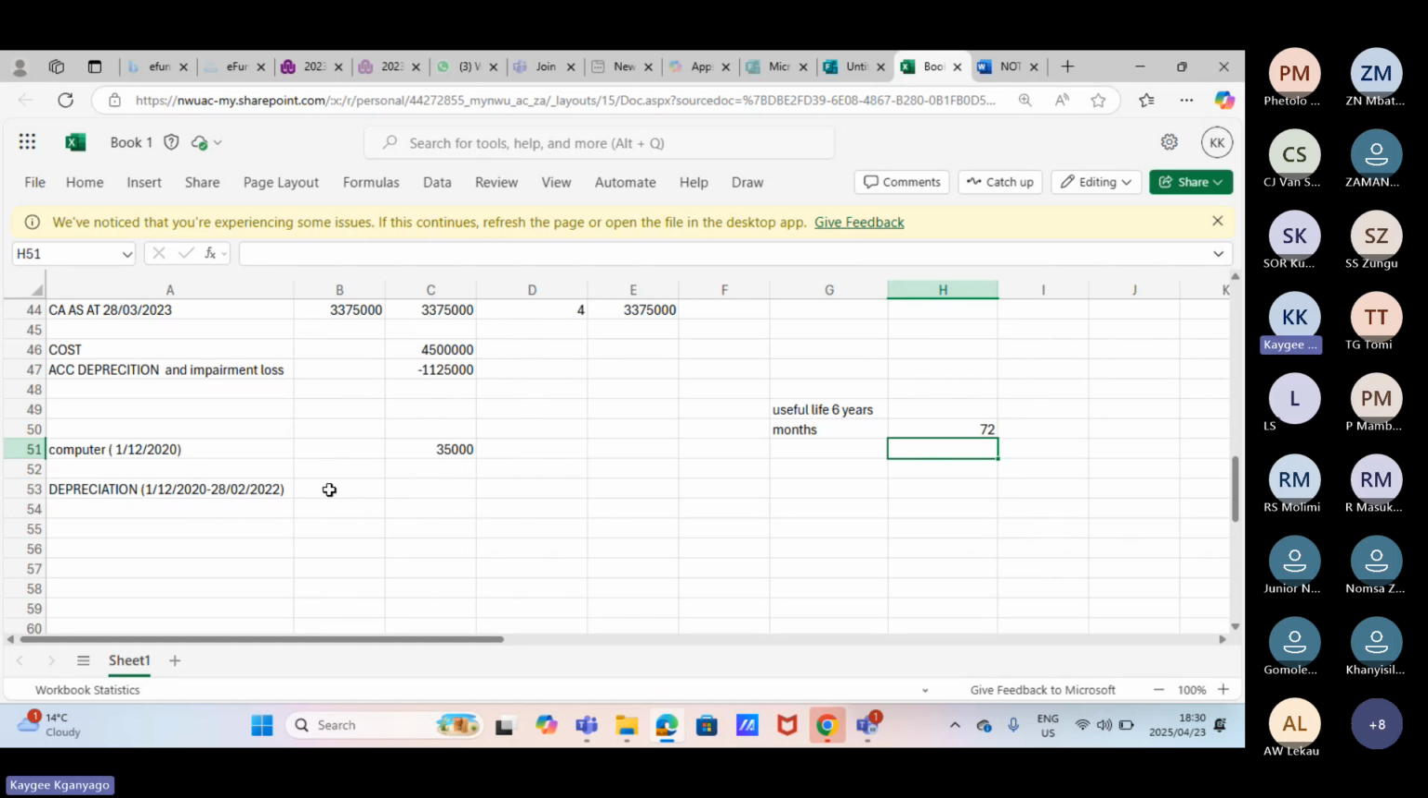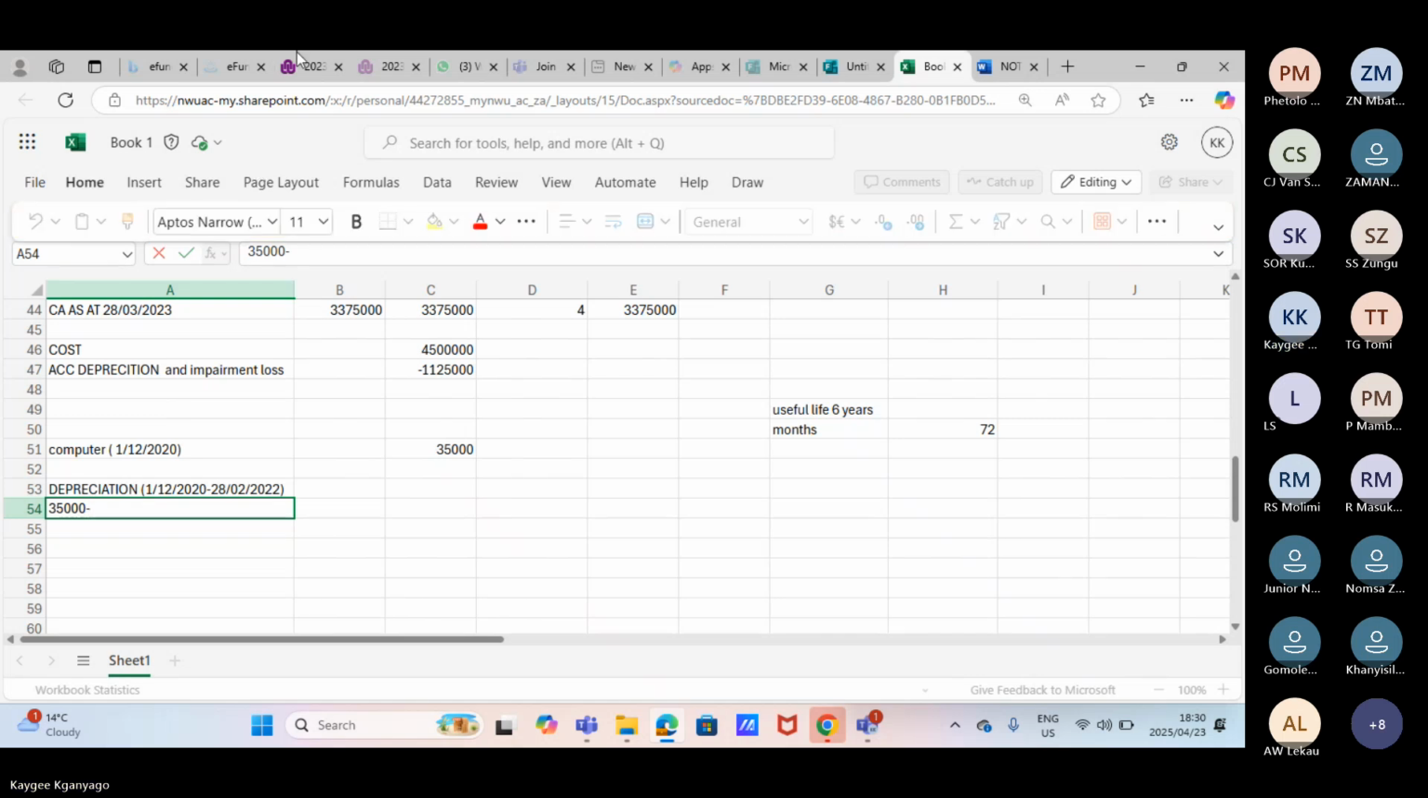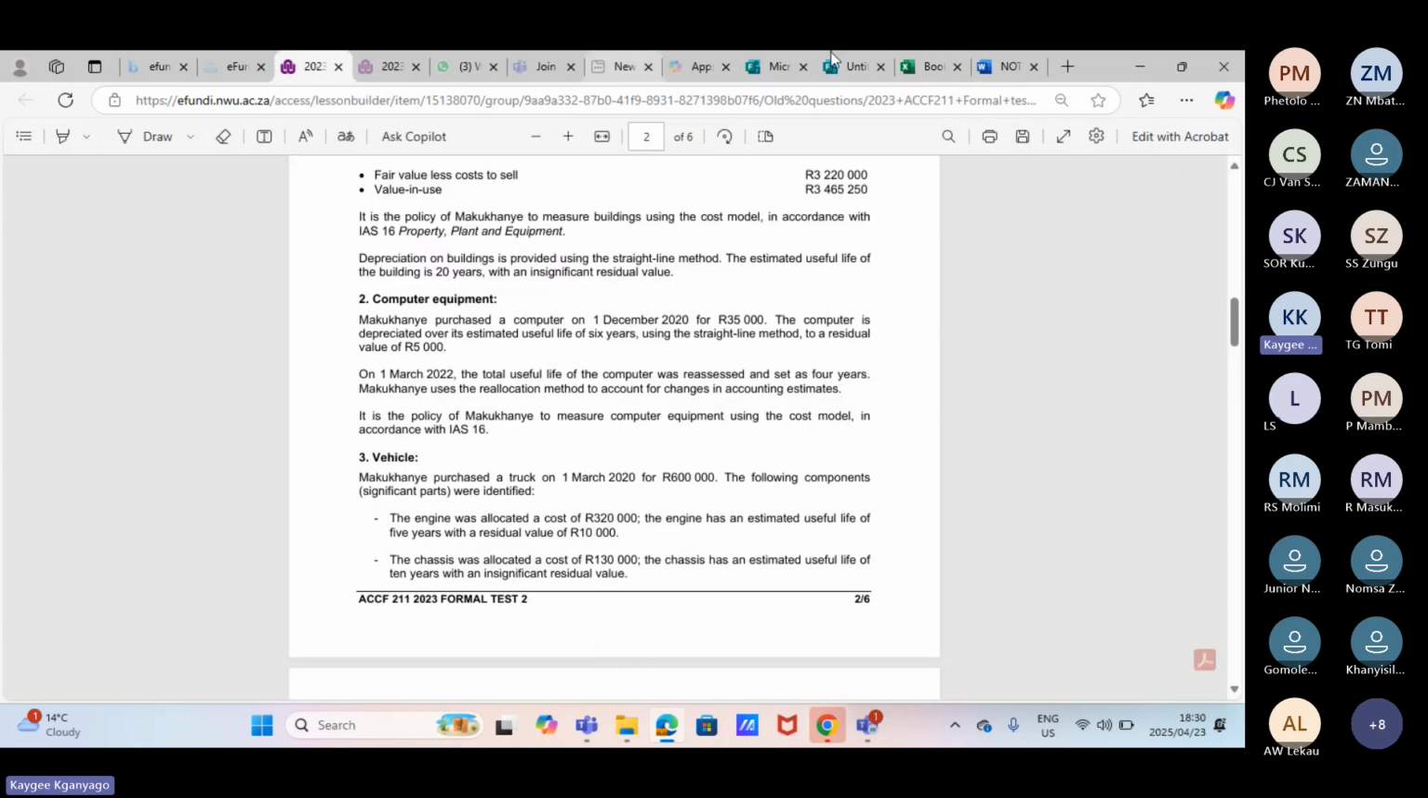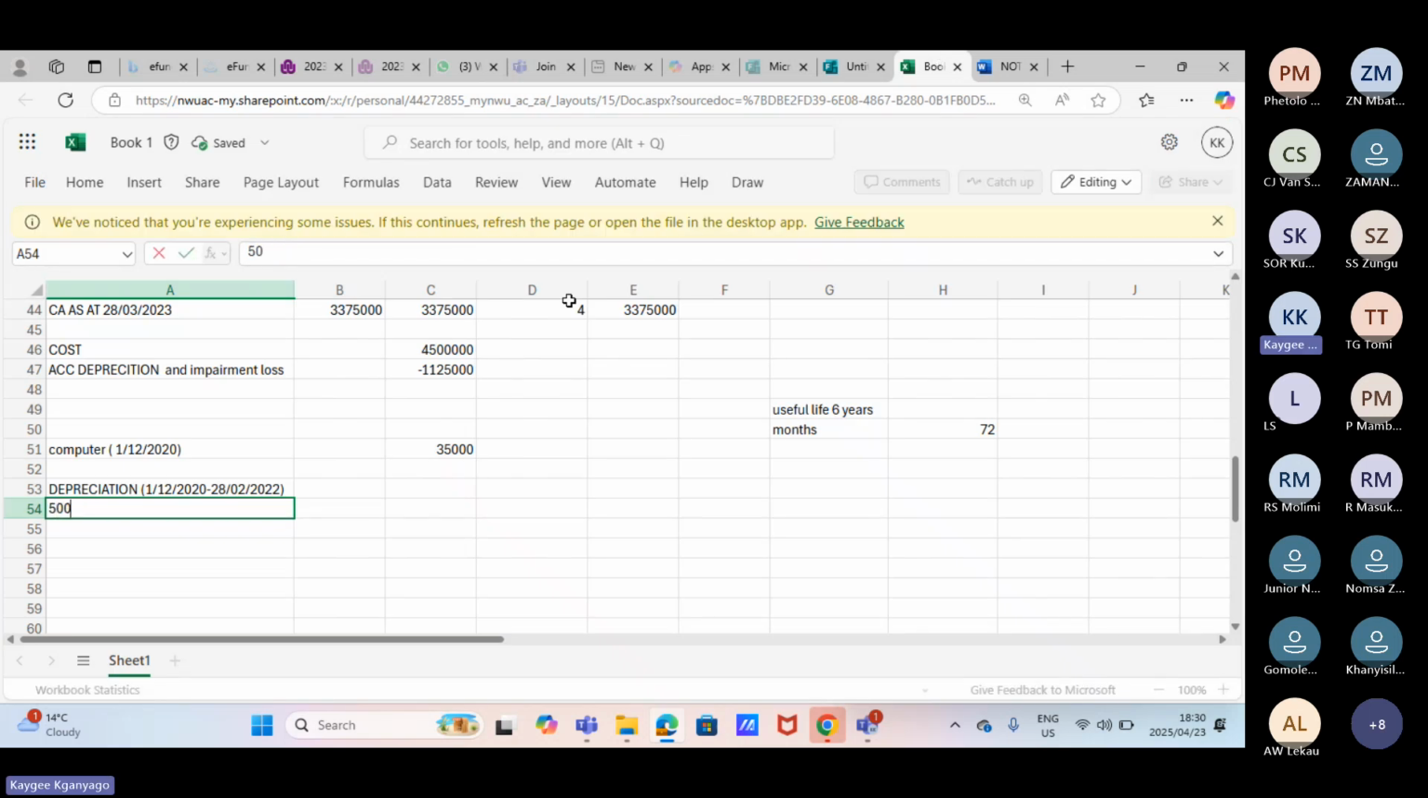So for my depreciation purpose, I was going to take 35,000 less the residual value of 5,000, and then equal sign. I got 30,000. This is my depreciable amount.